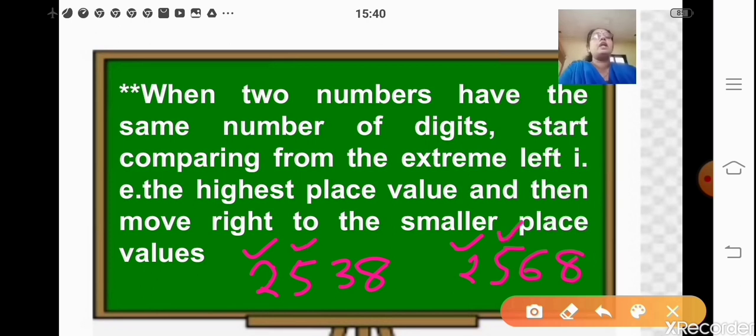In that case, we have to start comparing from the extreme left side. Now here it is 3 and here it is 6. So which number is greater? This number is greater. So when two numbers have the same number of digits, start comparing from the extreme left, that is the highest place value, and then move right to the smaller values.